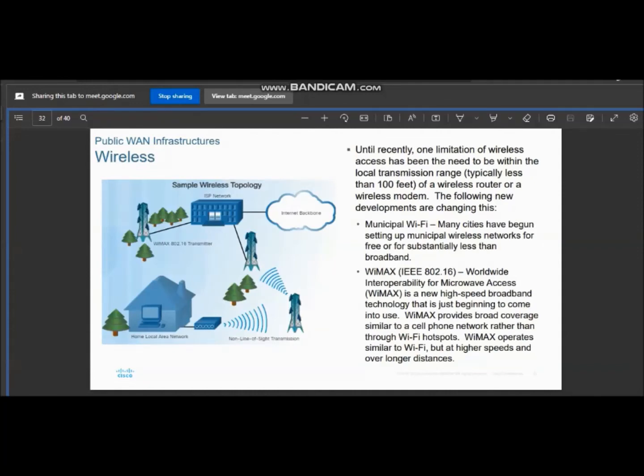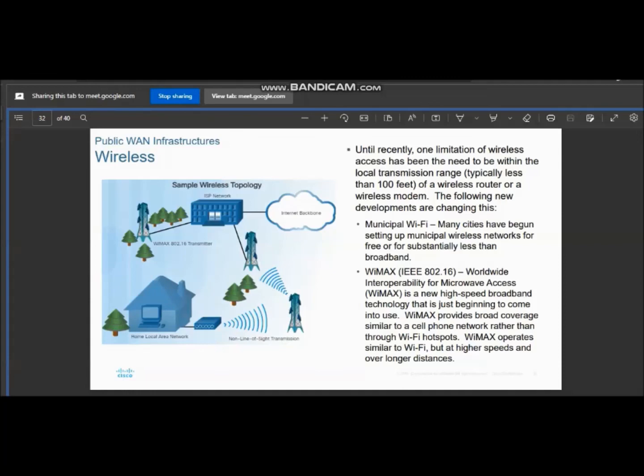Next is wireless. Until recently, one limitation of wireless access has been the need to be within the local transmission range, typically less than 100 feet, of a wireless router or a wireless modem. The following new developments are changing this. Municipal Wi-Fi: many cities have begun setting up municipal wireless networks for free or for substantially less than broadband.